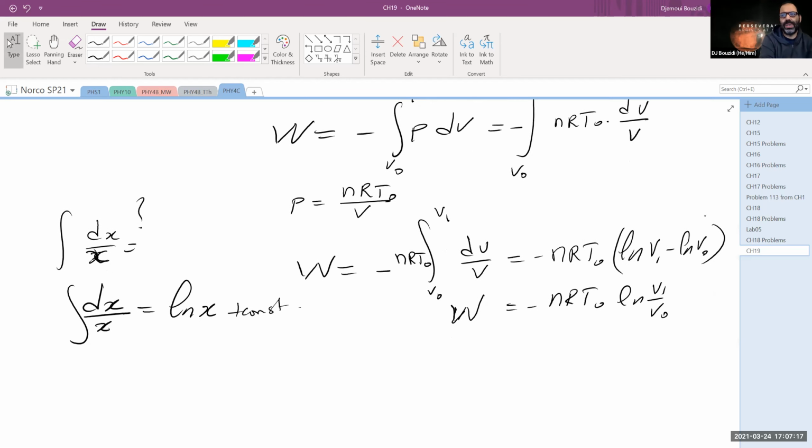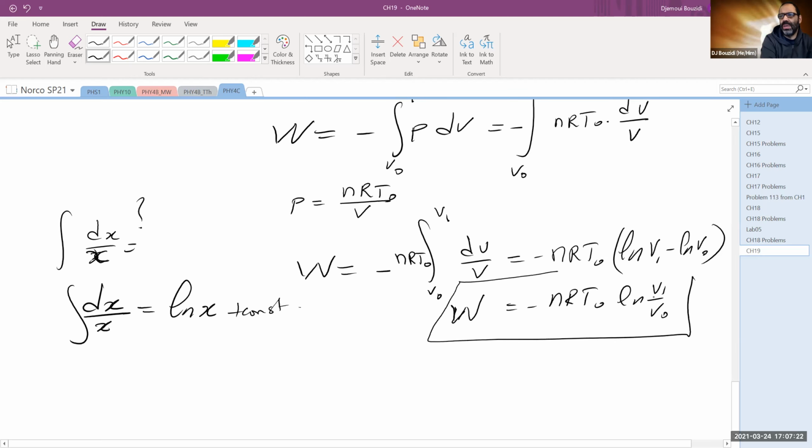So it's a very important result that you have to remember. The final volume over the initial volume, you take their log, the ln, the natural log, not the log in base 10, and you multiply by nRT0. That is going to be exactly the work in this case. Since it's an expansion, V1 is greater than V0, so this ratio is more than 1, the natural log is more than 0, and this whole number is negative as expected, because the gas went through an expansion, so it must have lost energy during the expansion in the form of work.